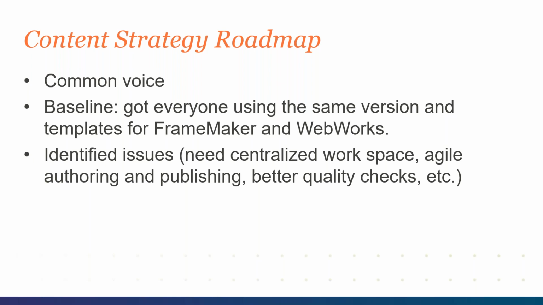So we just did our first baseline, low-hanging fruit. At the time, we were using FrameMaker and WebWorks, so we got everyone on the same version, and we got everyone using the same templates. Then we listened to those people who notice problems, and those people who spitball solutions, and we decided that we had some issues and requirements that needed to be addressed. One was a centralized workspace. One was an agile authoring and publishing environment, and another was better quality checks. Those are the ones I'm going to focus on for this presentation.